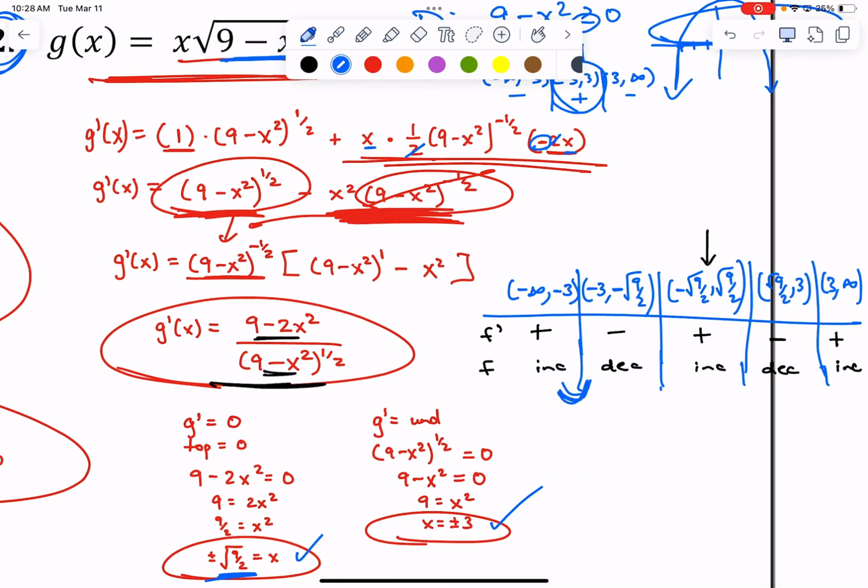This is a relative what? Max. What's this one? Min. What's this one? Max. What's this one? Min. Because the derivative, the maxes would be because the derivative goes from positive to what? And the mins would be because the derivative goes from what? And that's what you're going to say.